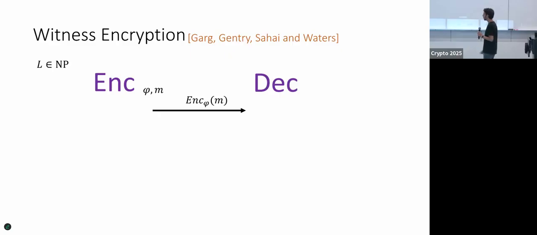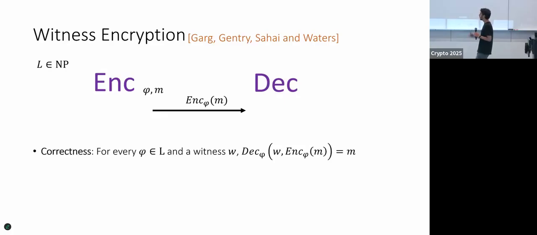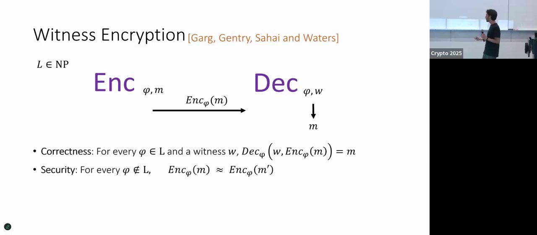Now we have two requirements, correctness and security. For correctness, we want that if the instance phi is in the language, then the decryptor, given a witness that the instance is in the language, will be able to decrypt to get the message M. For security, we want that if phi is not in the language, then we will not be able to distinguish between an encryption of one message and the encryption of another message. So it's like a standard encryption scheme, but the security only holds for no instances, and correctness only holds for yes instances.